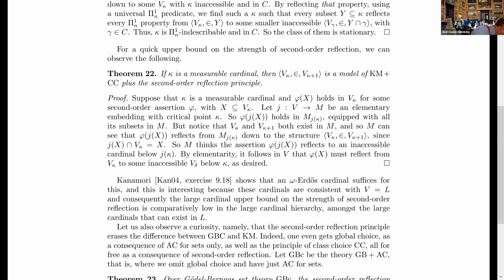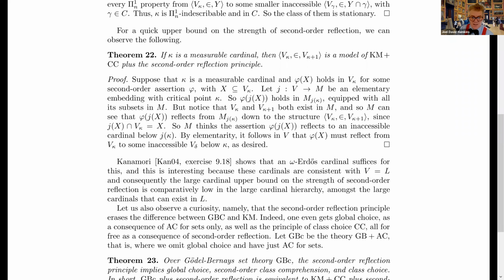And so therefore M thinks that phi reflected down to an inaccessible cardinal below. And so therefore by elementarity, V must think that phi reflects from V kappa to something smaller. So that shows that reflection holds if kappa is measurable. And you can do better. So omega Erdos is enough, which brings it into L.